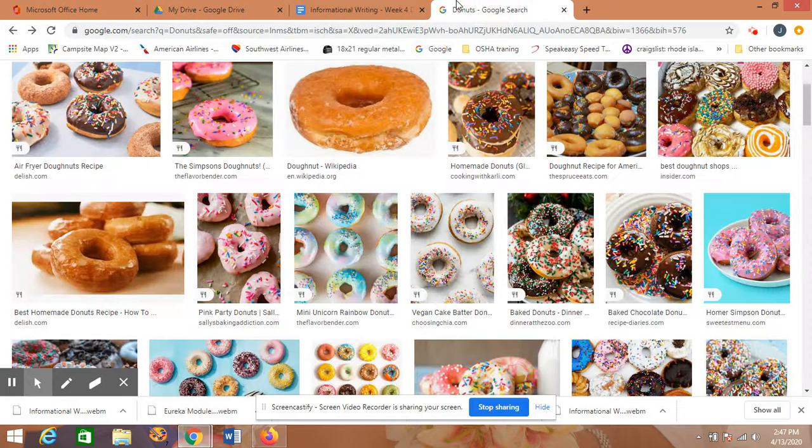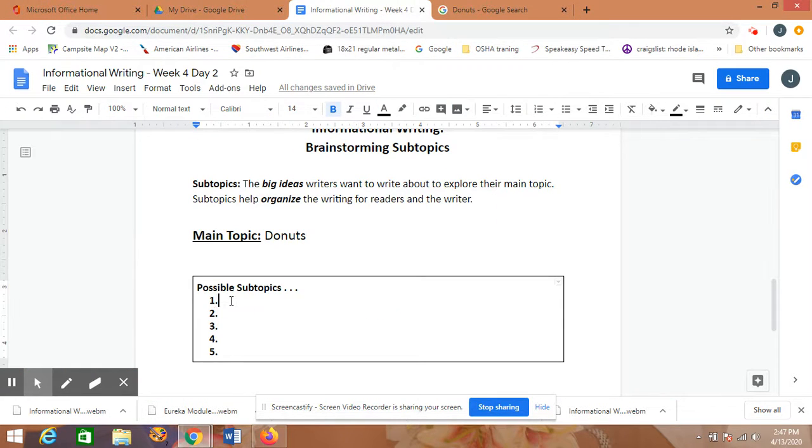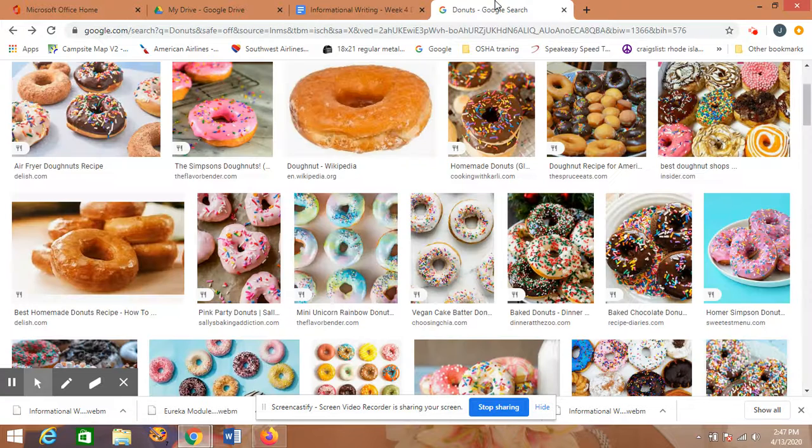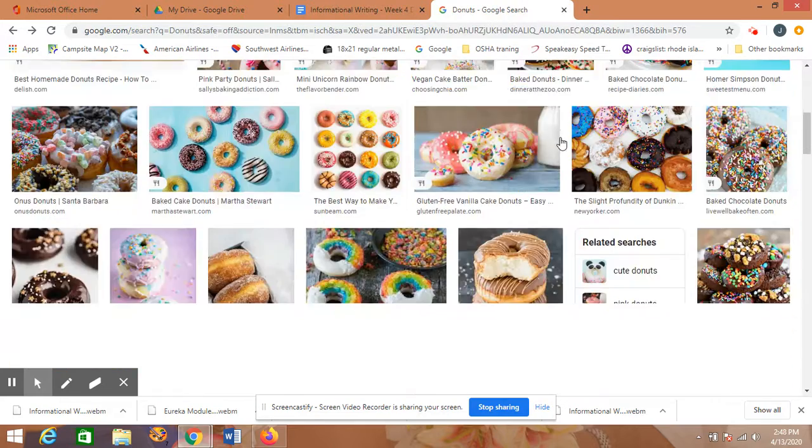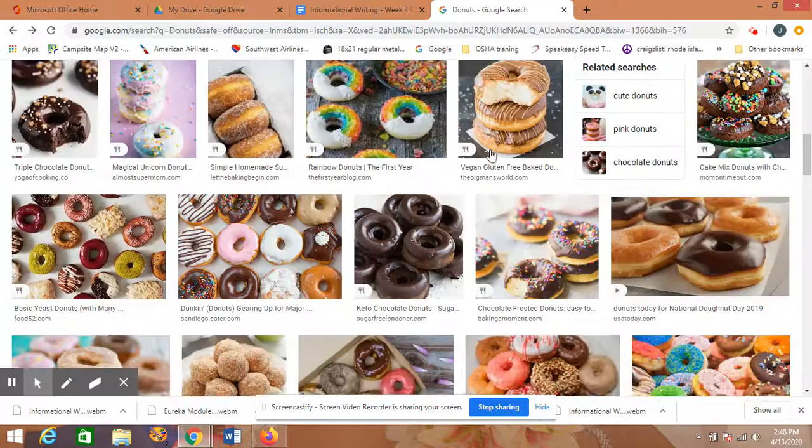What are the big ideas? Well, I don't know. How about where do they come from? I don't actually know where donuts come from, so that'd be a great place. That could be a whole subtopic. Where did they come from? Who made them first? I could start with what were the first donuts? So where did donuts come from? What were the first ones?